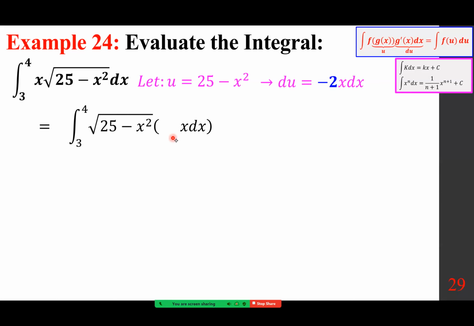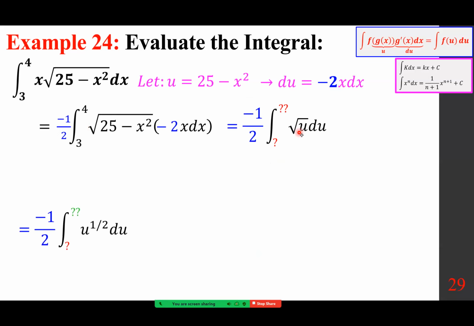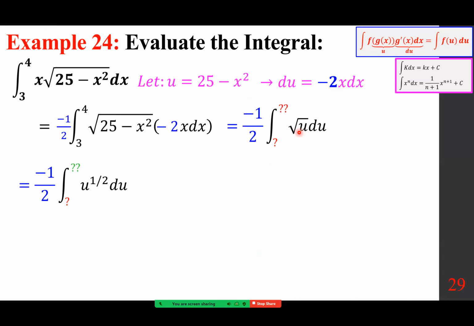The -2 is missing. You can throw it in and undo it. And by the way, again, you can put the -1/2 inside, makes no difference. And I'm not going to write the new limits. We've seen this many times before. This is u to the power of 1/2. So -1/2 remains. This one is 1/(1/2 plus 1) u to the power of 1/2 plus 1.